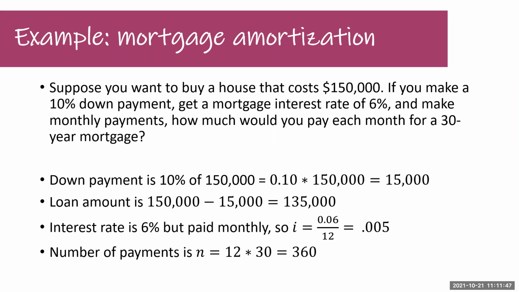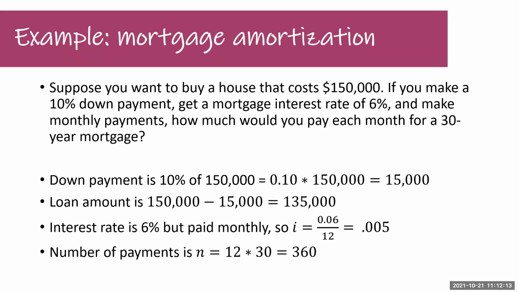Let's look here at an example. My animation didn't work, so I apologize. Suppose you want to buy a house that costs $150,000 and you're going to make a 10% down payment and you get a mortgage interest rate of 6%. You're going to make monthly payments and you're going to have a 30-year mortgage. So you're going to make monthly payments for 30 years for this $150,000 house.